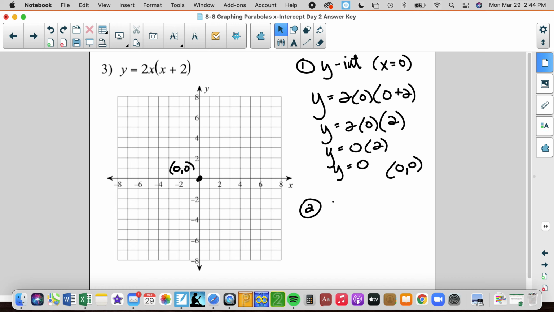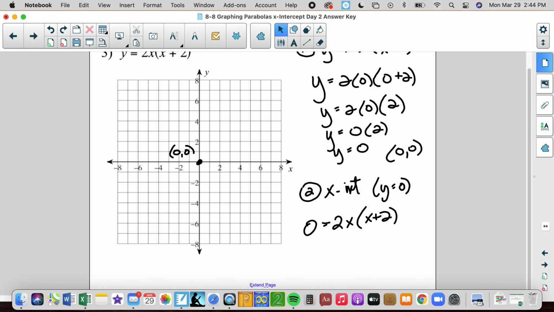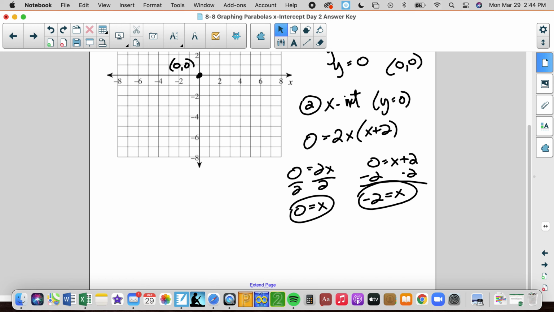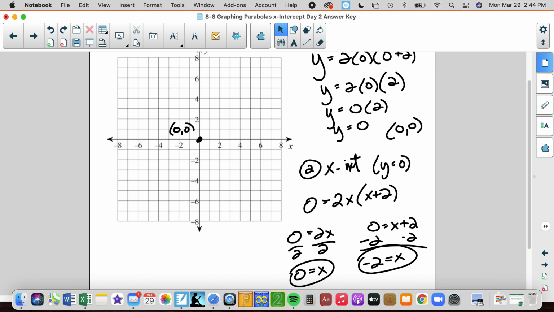Finding the x-intercept. We're going to substitute 0 in for y. We get 0 equals 2x times the quantity x plus 2. So we have 0 equals 2x. We have 0 equals x plus 2. We're going to divide by 2. 0 equals x. We're going to subtract 2. We get negative 2 equals x. So we knew that one of those intercepts would be 0, and now we know what that other one is. That's going to be negative 2 comma 0.